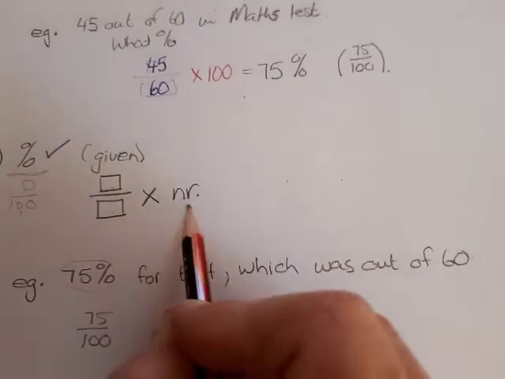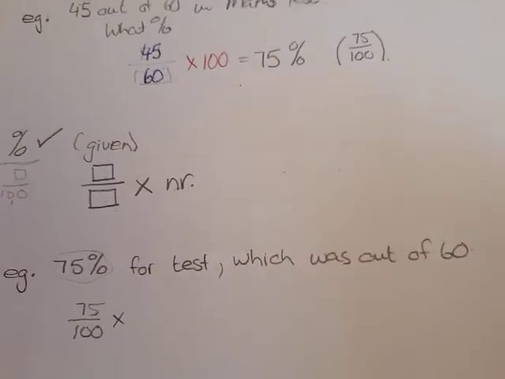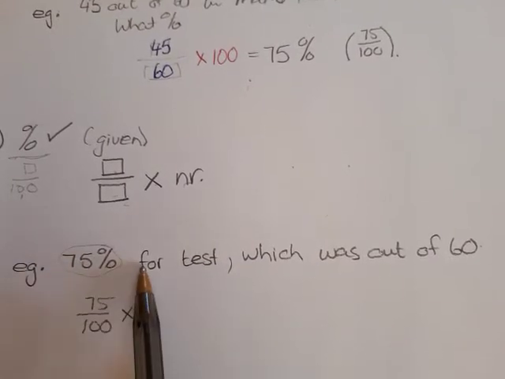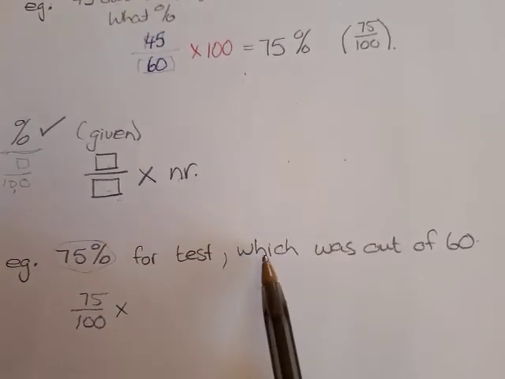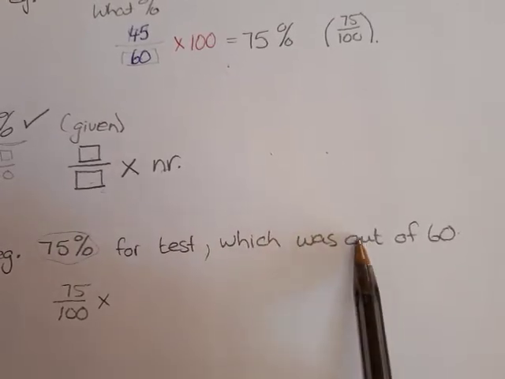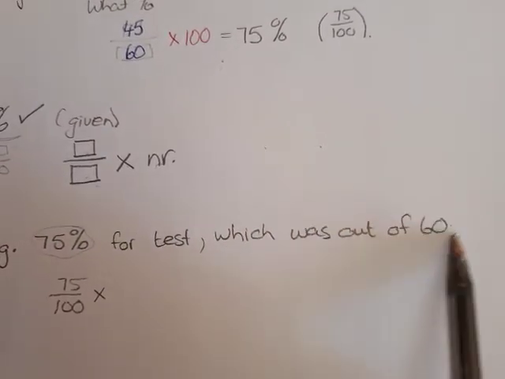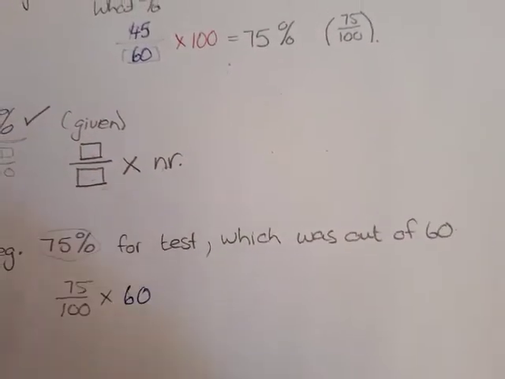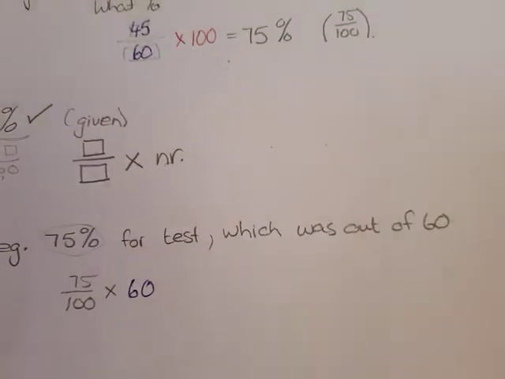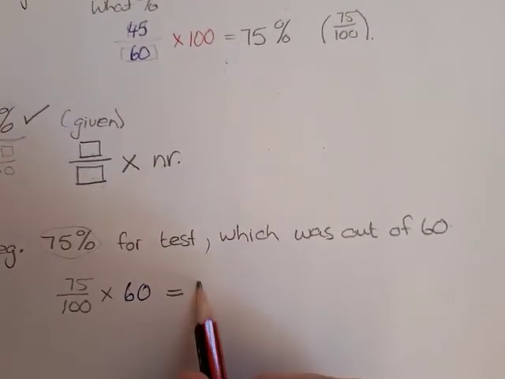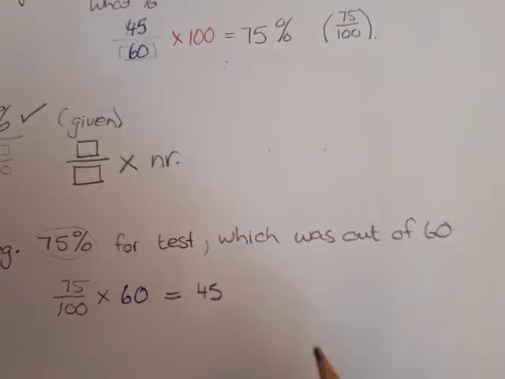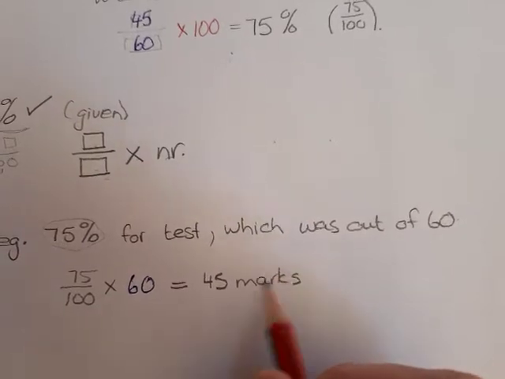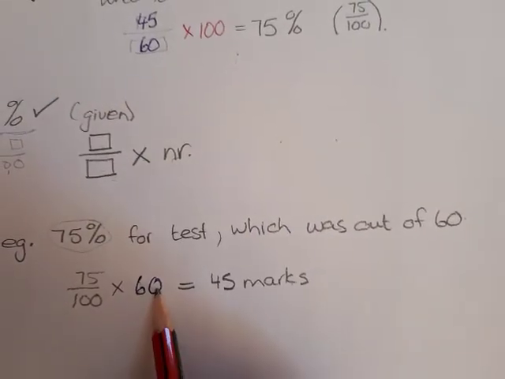Okay, and now what is the number that you must multiply? The number is then given in your question. So this one says, if you got 75% for a test, how many marks would you get if the test was out of 60? Okay, so this is the total amount, isn't it? So now you would just simply multiply this by 60. And if you calculate that, you would find that this is 45. And this is now not a percentage, people, because this really is 45 marks out of the 60 that are correct.